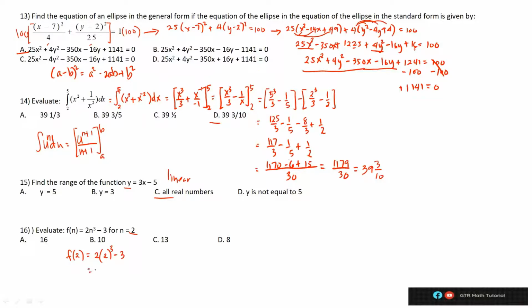So napakasimple pala nito. So 2 times 2 cubed, we have 2 times 2 times 2, so that is 8. Therefore, we have 2 times 8, we have 16, minus 3 equals 13. So therefore, the answer is letter C. Next, number 17.